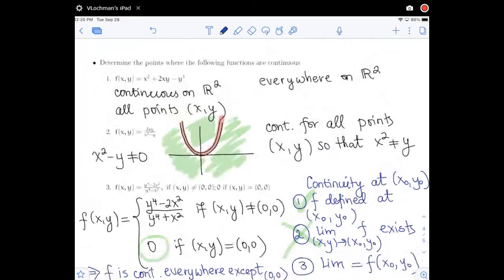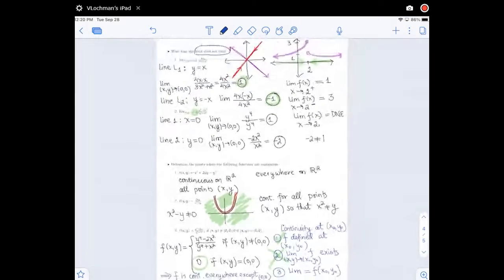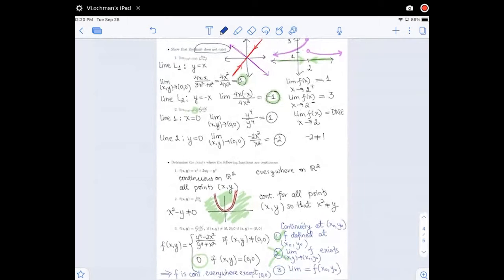Okay, so let me go ahead and project everything that we've done for this page right here. Take a look at it. Let me know if there is anything you would like to discuss before we finish up our lecture with partial derivatives.